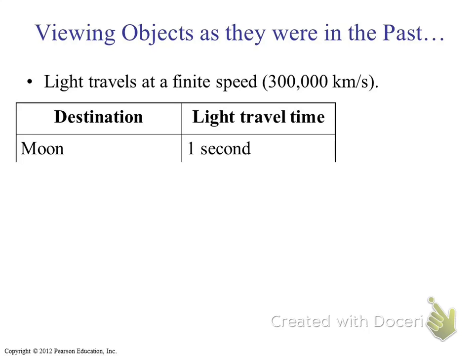So for instance, when the moon shines on us, of course, it's the sunlight hitting the moon and then that light coming to us. It takes 1 second for the light to go from the moon to the earth. So we would call that 1 light second. And in terms of kilometers, you're looking at 300,000 kilometers.